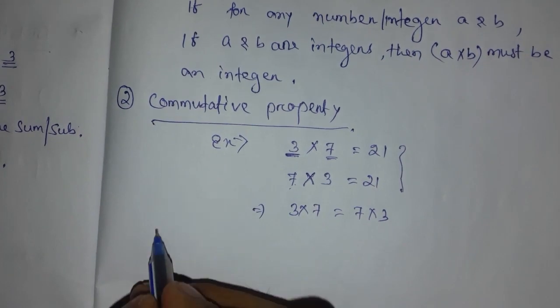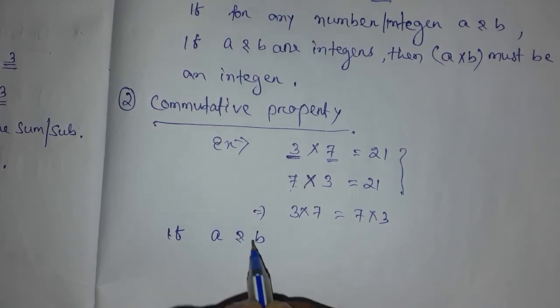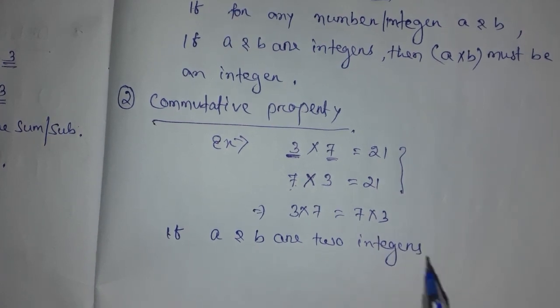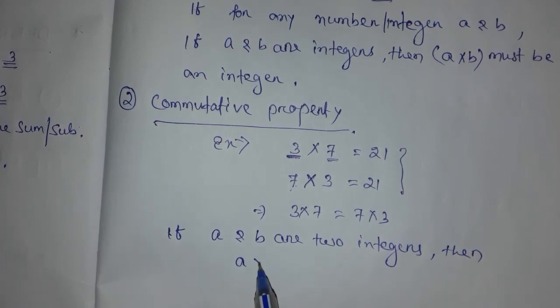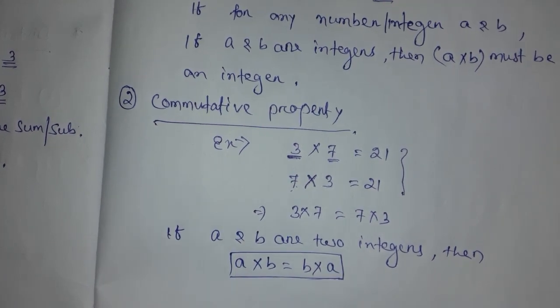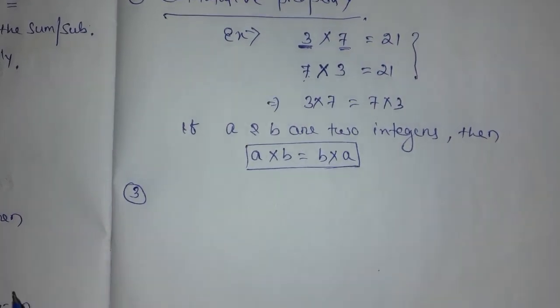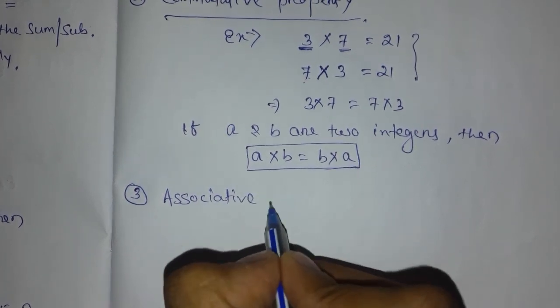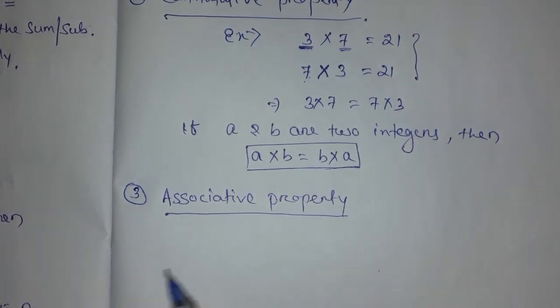Okay. So under the commutative property, if a and b are two integers, then a cross b is equal to b cross a. This is known as the commutative property. Then the next property is the associative property, under multiplication.